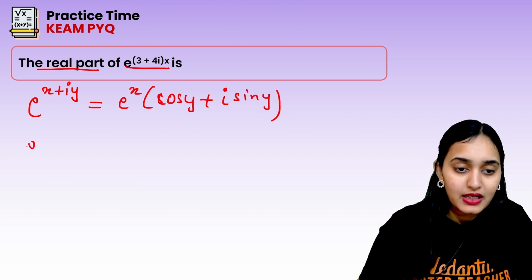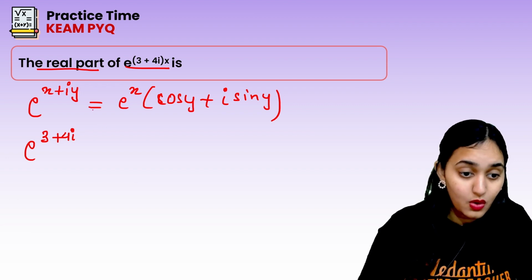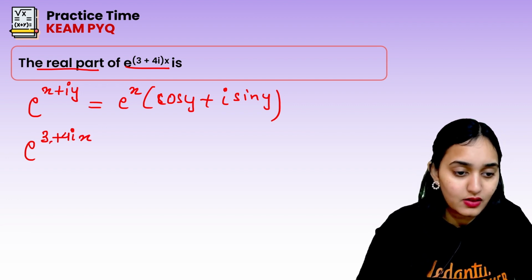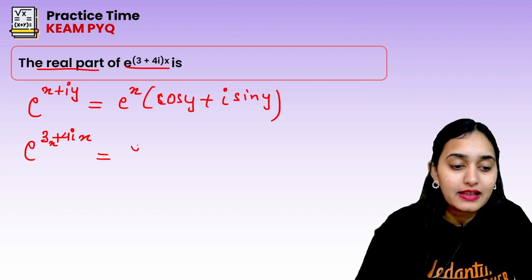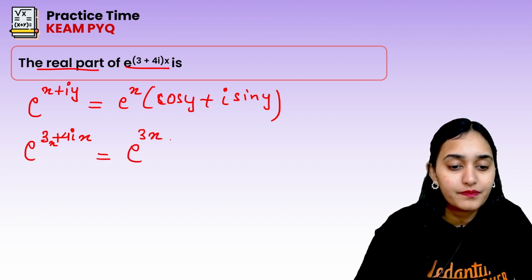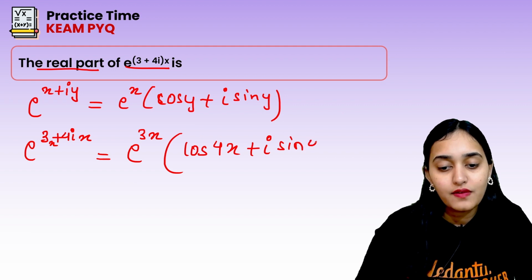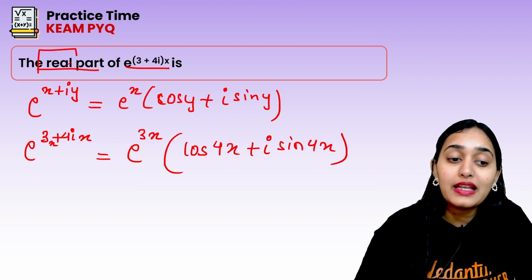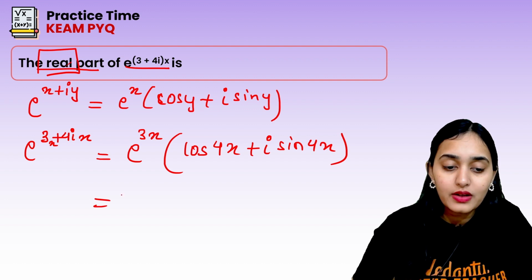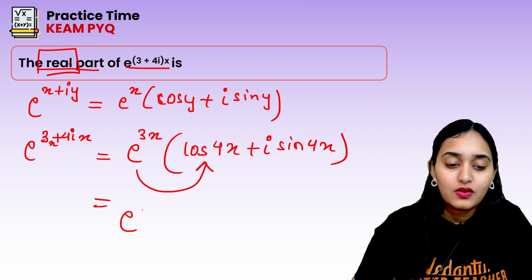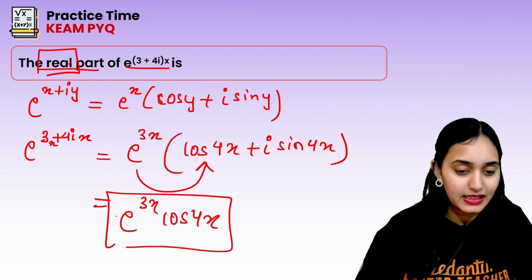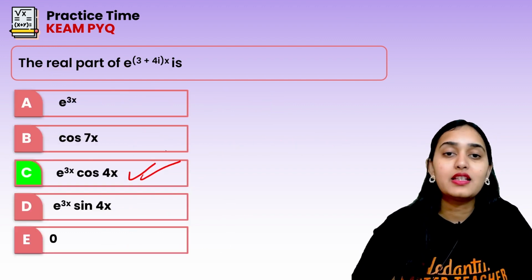So here my number is e to the power 3 plus 4i whole into x. So this is x, this is also x. So I can write this as e to the power 3x into cos 4x plus i sin 4x. Now they are asking only the real part. So the real part is only this multiplied with this. So e to the power 3x into cos 4x. This is your answer. Let's check. Yes, this is your answer.